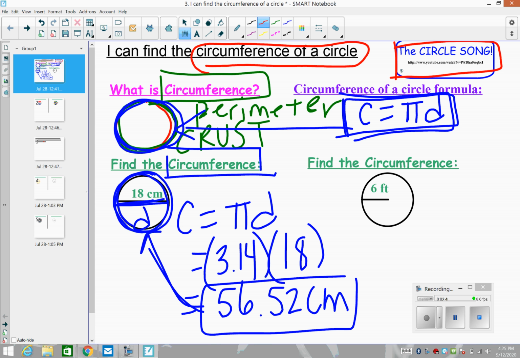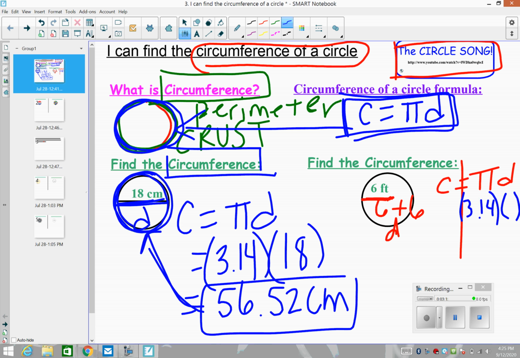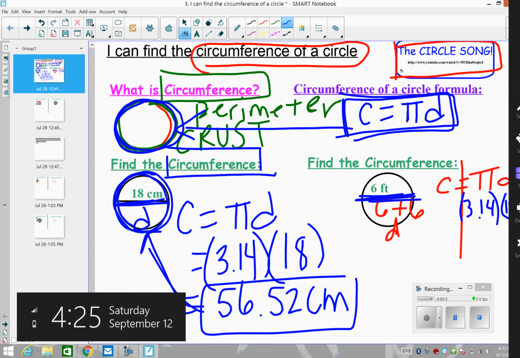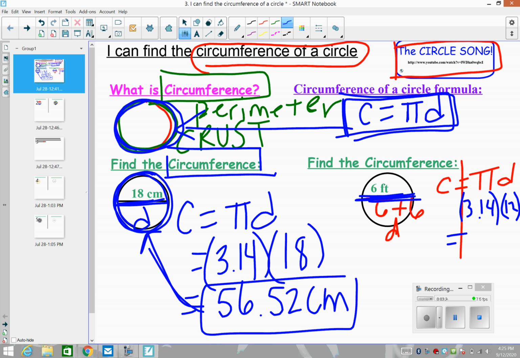Second problem. Now pause the video at any point when I am going too fast or you need to type something in. Next problem. This is 6. That's the distance from center to what we call the rim. 6 is the radius. So therefore 6 and a 6 would be the diameter. When I need a circumference, I'll just use pi d. So that gives us 3.14 times the distance across, which would be 6 plus 6, which is 12. That is supposed to say 12.